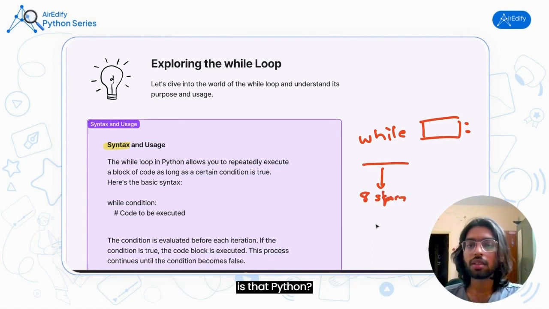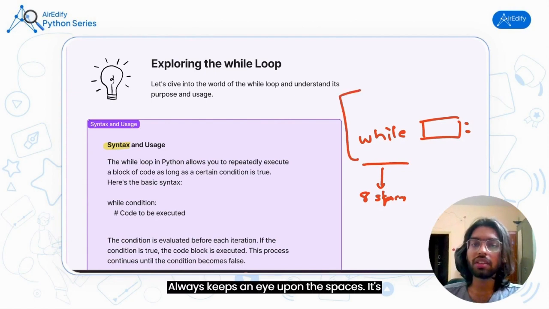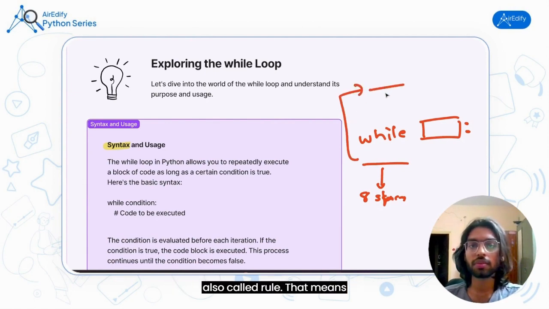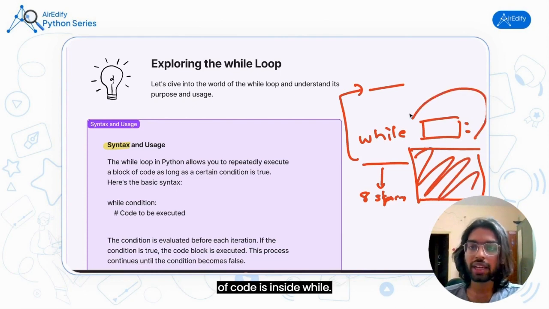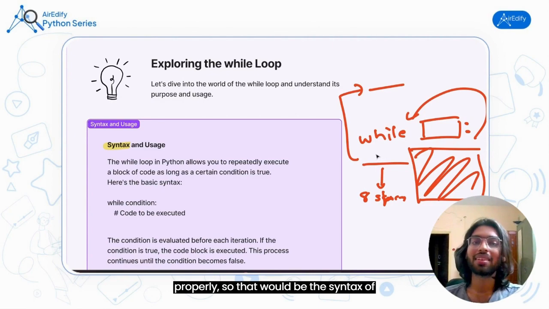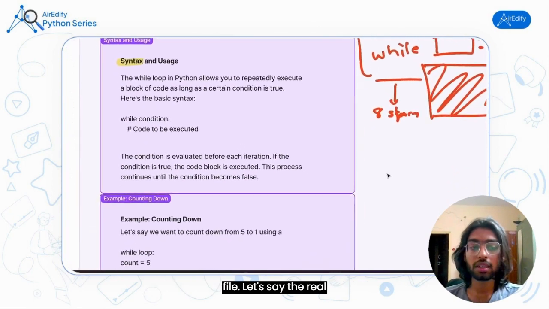Now, why is that? Python always keeps an eye upon the spaces. It's also called the indentation rule. That means if a code is written after 8 spaces, it is inside the line before it. So, for example, this set of code is inside while. So, that's the importance of indentation. Make sure you remember to indent properly. So, that would be the syntax of while.